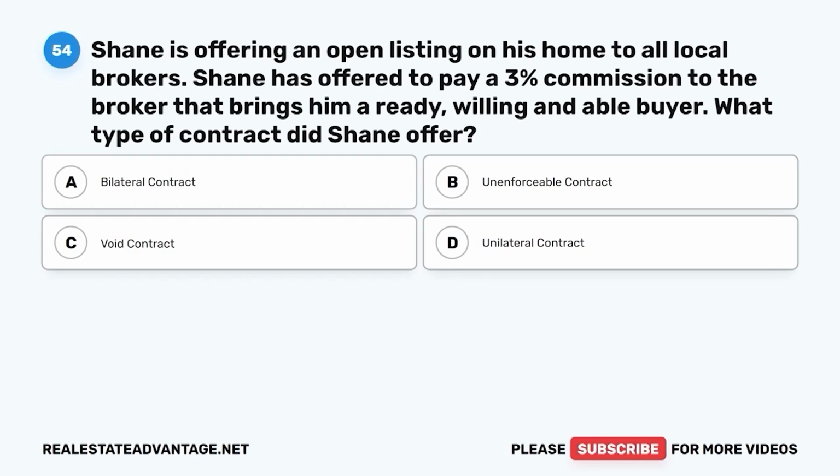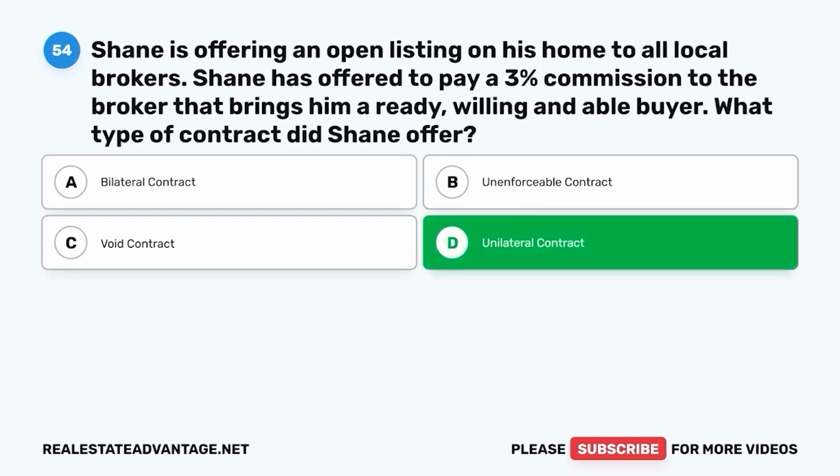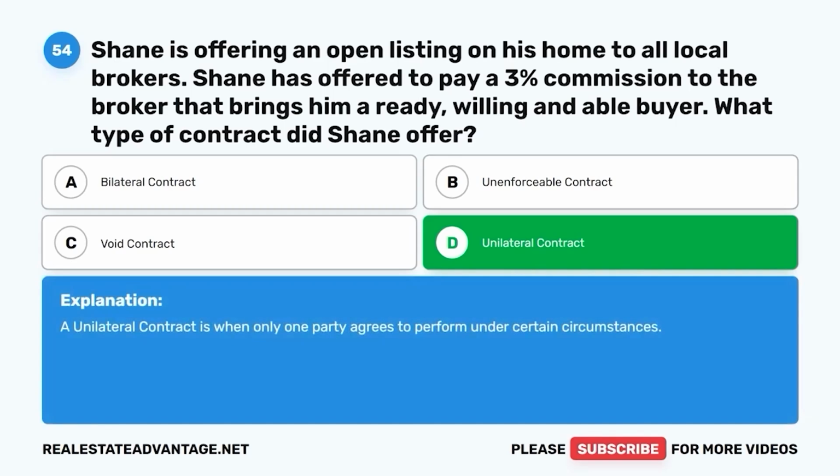Question 54. Shane is offering an open listing on his home to all local brokers. Shane has offered to pay a 3% commission to the broker that brings him a ready, willing, and able buyer. What type of contract did Shane offer? A, bilateral contract, B, unenforceable contract, C, void contract, D, unilateral contract. The correct answer is D, unilateral contract. A unilateral contract is when only one party agrees to perform under certain circumstances.